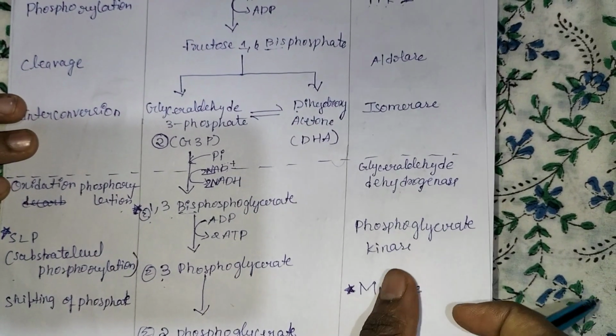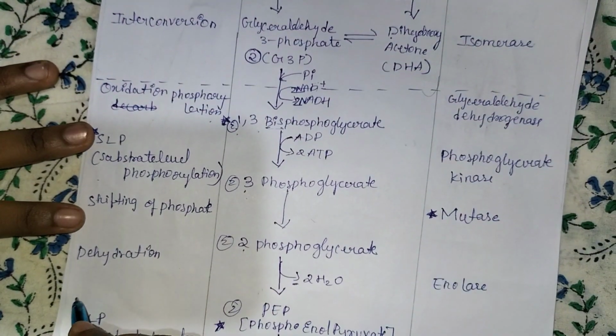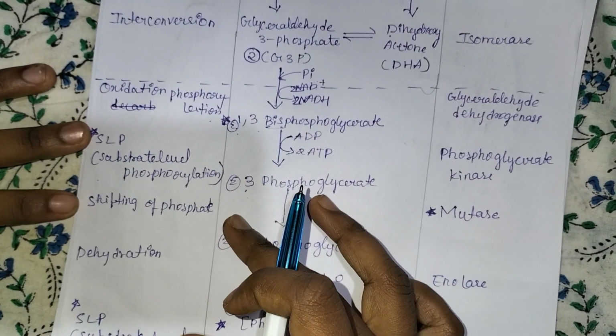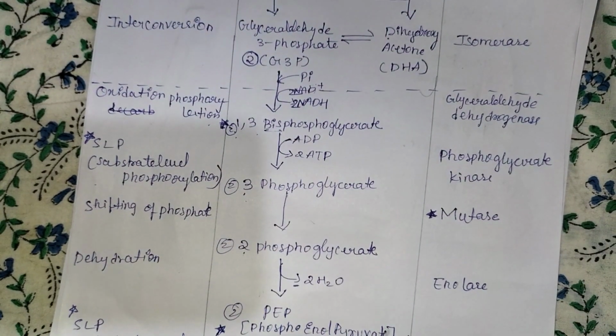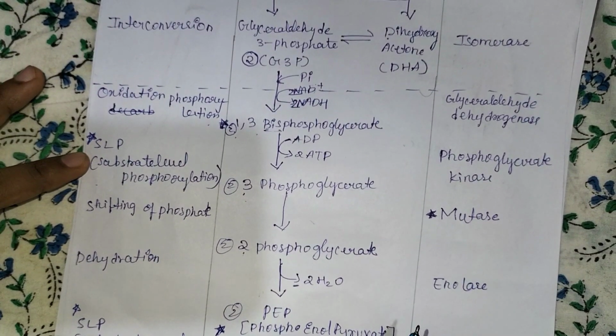The most important thing here is SLP. These are the most important steps, SLP steps, substrate level phosphorylation. You should remember at which steps ATP is produced. At the 7th step and at the 10th step ATP is produced, so we call them substrate level phosphorylation. These are the most important 2 steps you should remember.